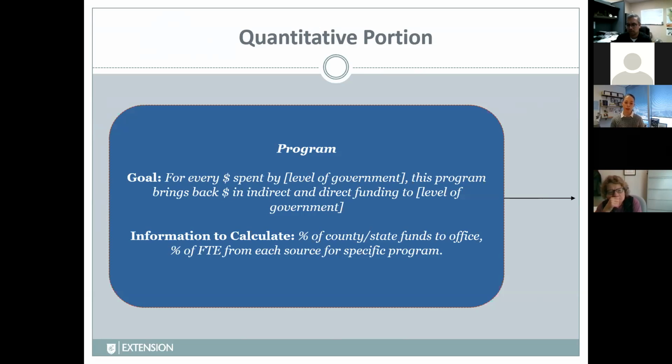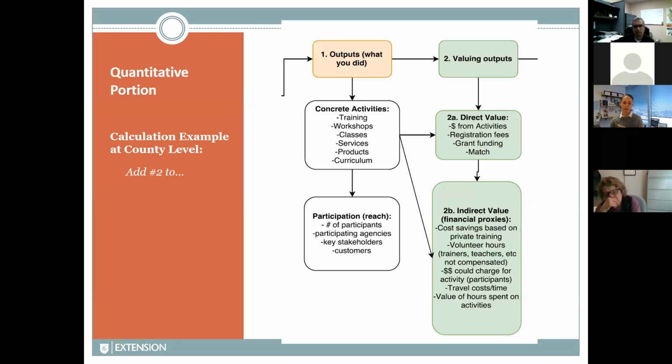And so the information we're calculating is the percent of county or state funds to the office and the percent of full-time employees from each source for a specific program. So moving through how we do this, at a county level, we're going to be adding this page to the next page to get to our dollar amounts.